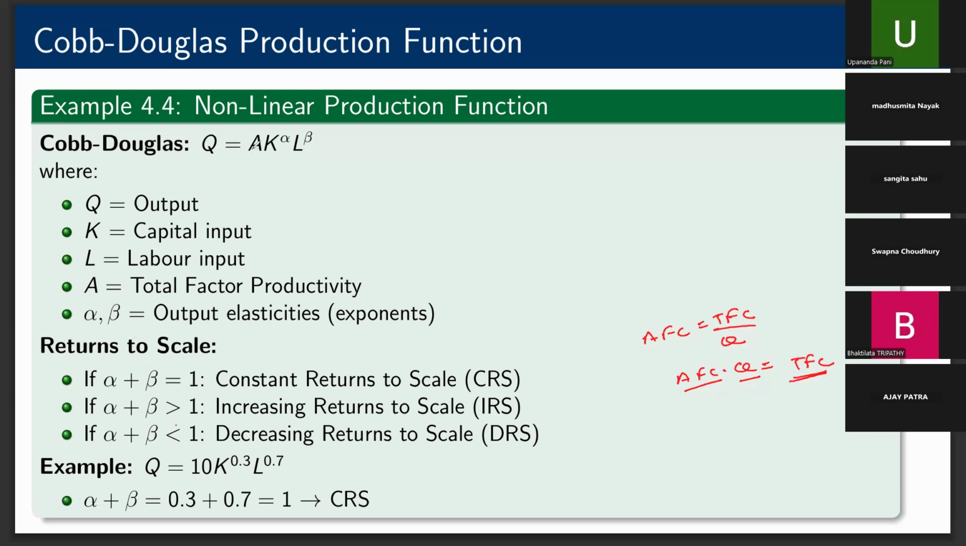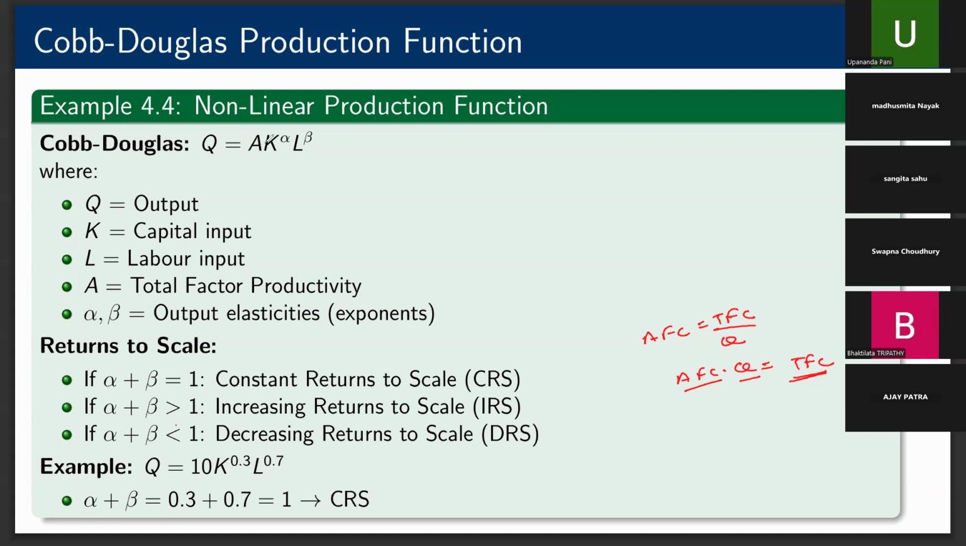So A is the constant, K is the capital, L is the labor, and alpha and beta are the output elasticities. As we interpret elasticity here, in a similar manner we can interpret alpha and beta. If alpha plus beta equals 1, we say it is constant returns to scale. That means if we increase capital and labor by a given multiple, output will increase by the same multiple. That's why the definition is constant returns to scale. How to know? Just add the values of alpha and beta.